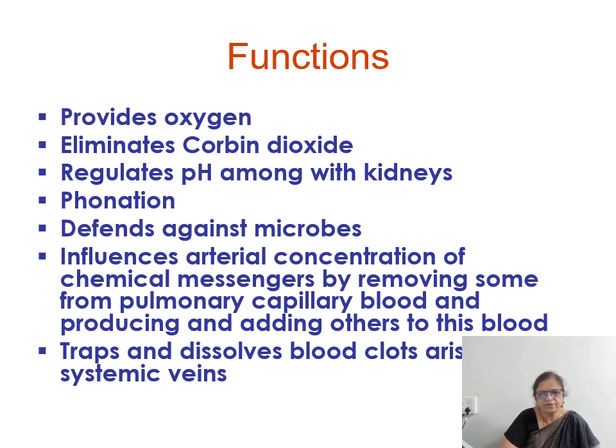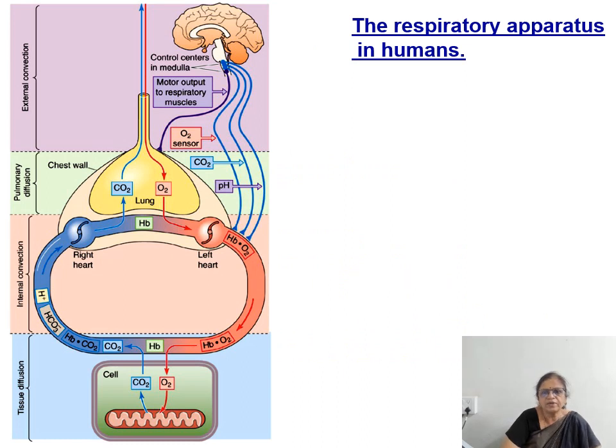It influences the arterial concentration of chemical messengers by removing them from the pulmonary capillaries, and by producing and adding others to this blood. For example, small blood clots that arise will be trapped in the pulmonary capillaries. The lungs remove them from there and keep the circulation clear. The main functions of respiration we'll see in the next topics.